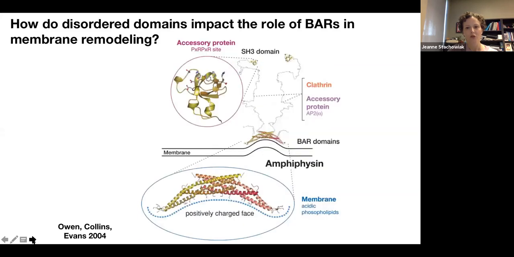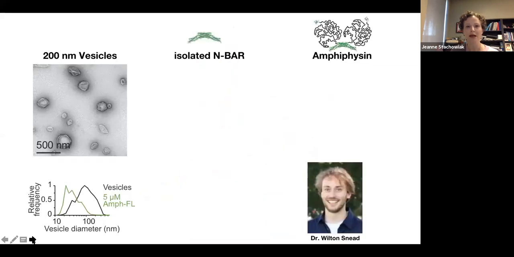But almost all the work leading up to that idea and all those structures that I was showing you were all solved without the disordered portions. And that's for a variety of reasons. It's tough to purify the full-length proteins. They tend to inhibit crystallization. So they really get in the way of structural biology. But we set out to ask, what are these disordered domains doing? Do they in some way modify the function of this amphiphysin protein?